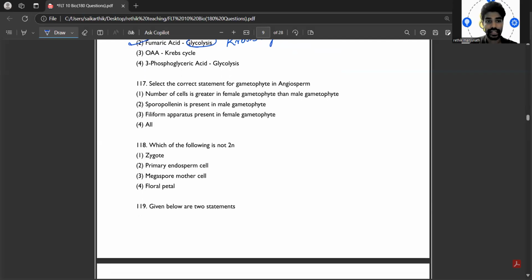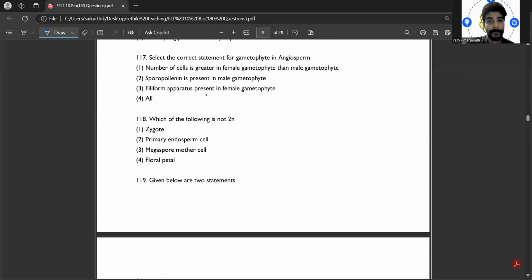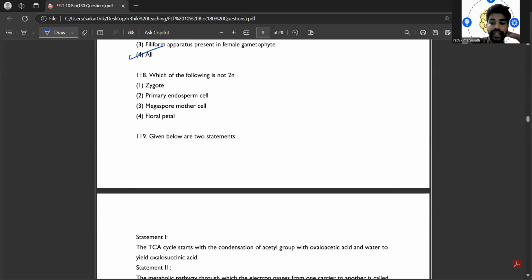So what does 117 say? Select the correct statement for the gametophyte of the angiosperm. Out of this, all are correct statements. So 118 says which of the following is not 2n here. See, for example, if I'm talking about 3n, it will be the primary endosperm nucleus. This will be the 3n. Correct. Others are 2n. So second one will be the correct one.